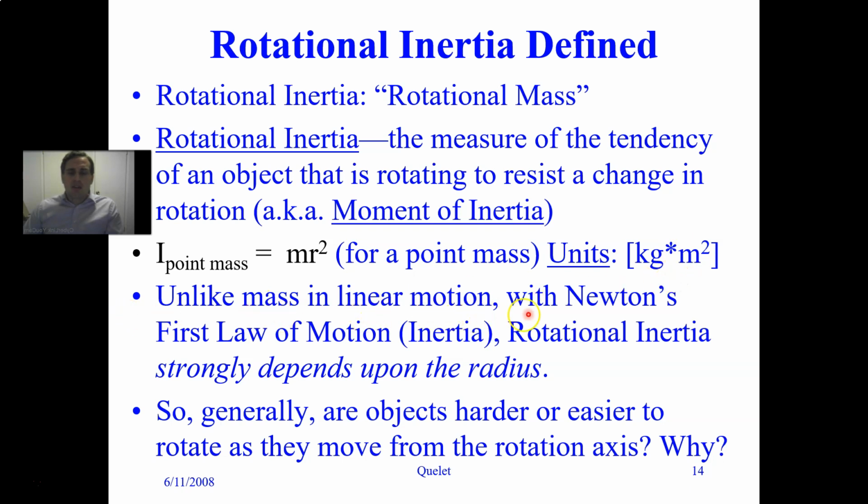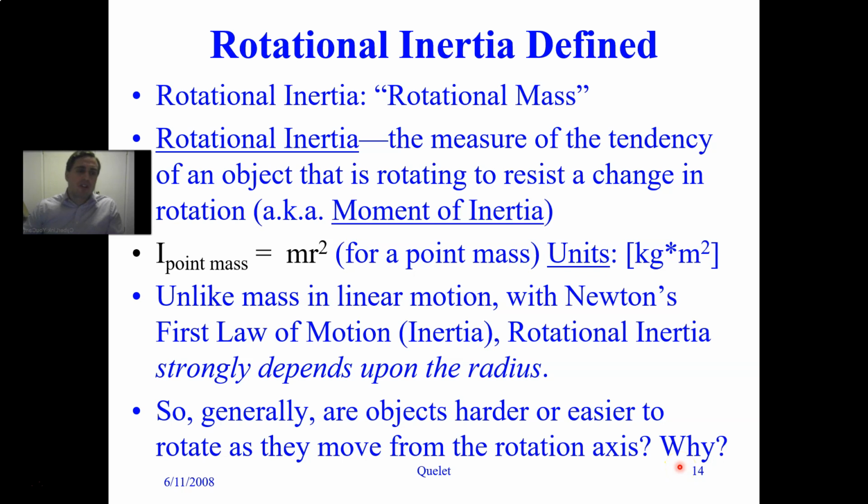Unlike mass in linear motion, with Newton's first law of motion, which was inertia, rotational inertia strongly depends upon the radius. In other words, when it comes to rotation, the tendency of an object to stay in the rotational state that it's in does not only depend upon the mass, but it depends upon how the mass is distributed with radius. So generally, are objects harder or easier to rotate as they move from the rotation axis? They should be more difficult.